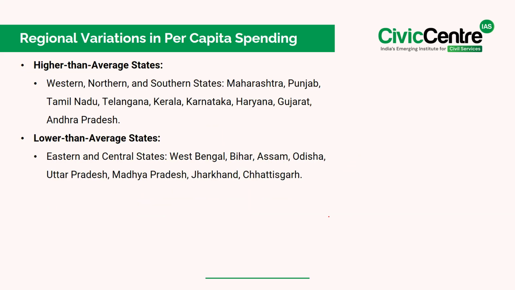Now, what are the regional variations in per capita spending? See, the higher than average states are western, northern and southern states, which include Maharashtra, Punjab, Tamil Nadu, Telangana, Kerala, Karnataka, Haryana, Gujarat and Andhra Pradesh. Whereas the lower than average states are eastern and central states, which are West Bengal, Bihar, Assam, then we have Odisha, Uttar Pradesh, Madhya Pradesh, Jharkhand and Chhattisgarh.